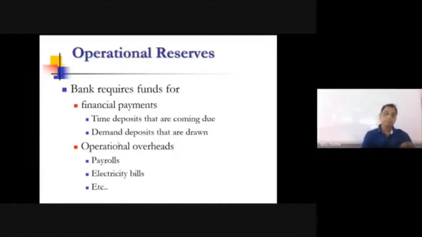Second thing is the obvious one, operational overhead. So that we can all understand, based on the payroll, electricity bill, whatever, they have to keep aside a certain amount of money. For a bank, what do you think the biggest cost is? Any idea?